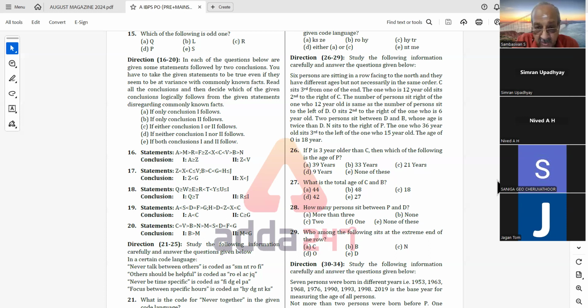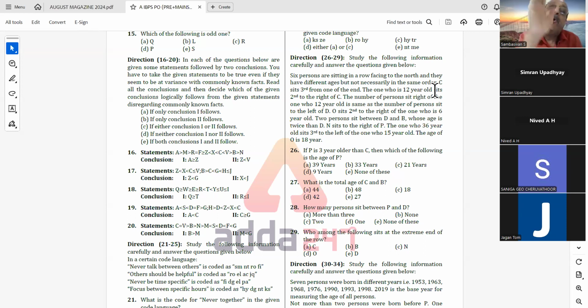So this question we could not get. What are the turning points in this question which help us to get the answer? Actually, six persons are sitting in a row facing the north. That means when you put a line like this, they will be sitting like this, facing upwards.